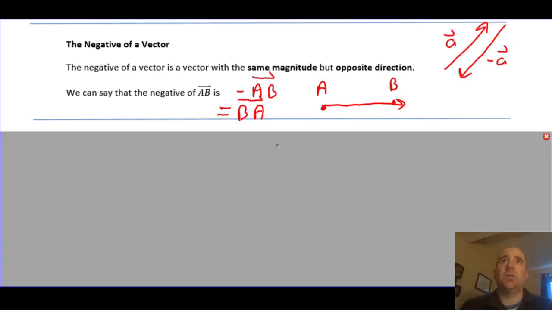And this little thing that I've written here, that's actually something you could do right away. If you saw negative AB, you could immediately write that must be vector BA. You wouldn't need a picture to know that that's true.